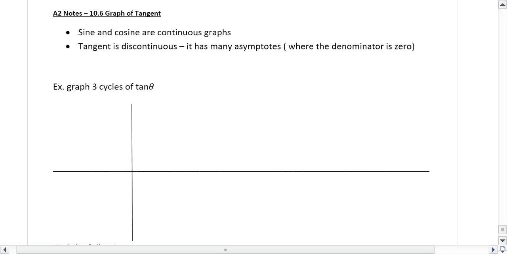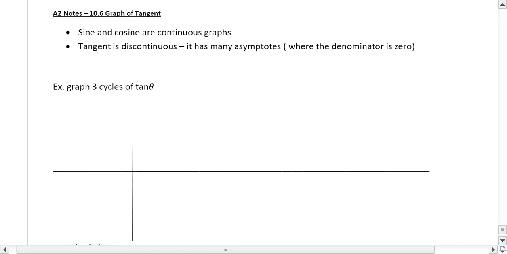Welcome to the last edition of Common Algebra for Chapter 10. This is graphing the tangent. Now, sine and cosine, we saw, are continuous graphs, meaning we don't have to pick up our pencil to graph the whole thing. Tangent, however, is very different.